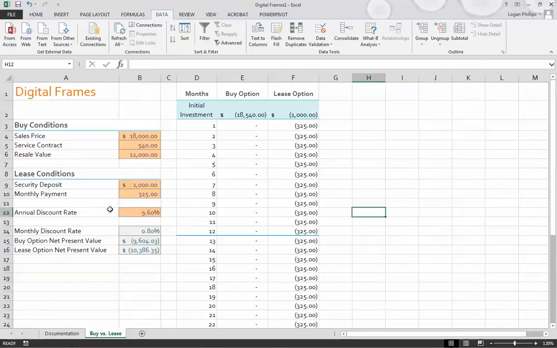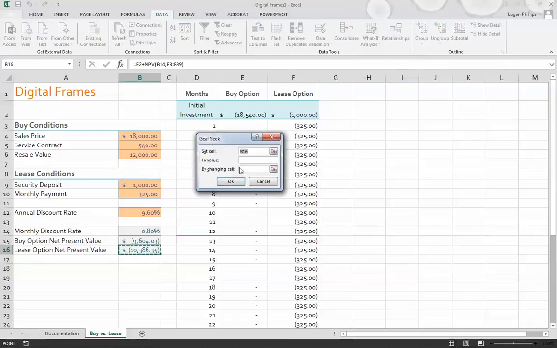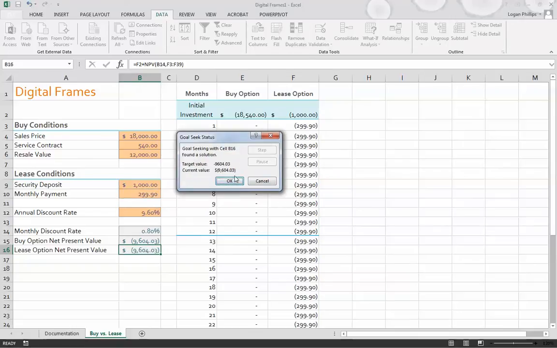So now to do the goal seek, I'm going to choose the lease option net value on cell B16. I'm going to come up to the what if analysis. I'm going to choose goal seek. I'm going to set cell B16 to value. Make sure you put negative 960403, and we're going to change it by changing the cell of the monthly payments and hit OK.